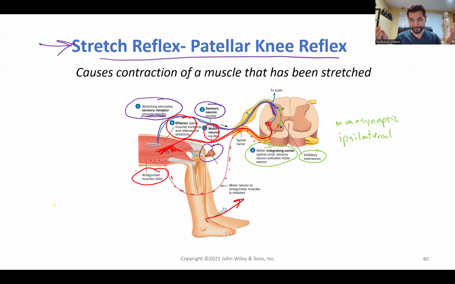5 components of a reflex arc. This is an example of a reflex. It's called a stretch reflex. You got to know it. And we'll go through a bunch more reflexes in lab as well.